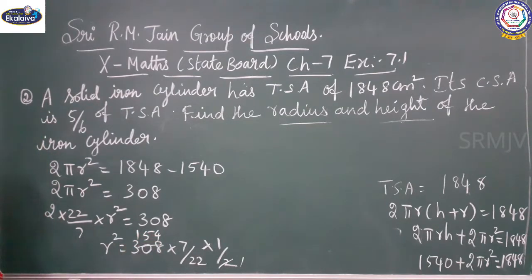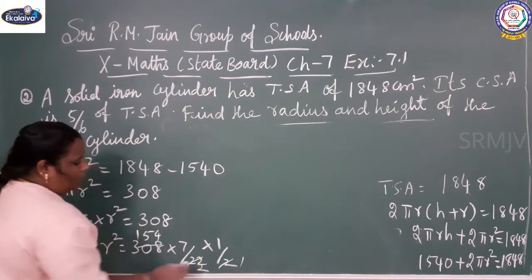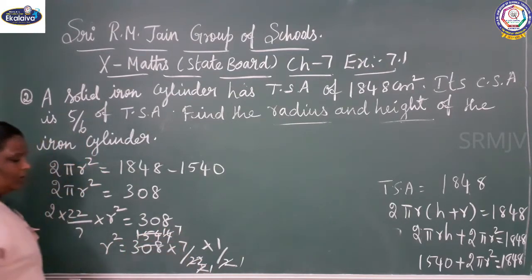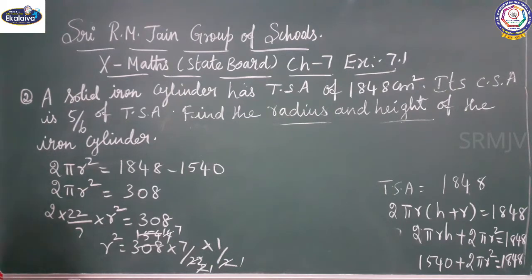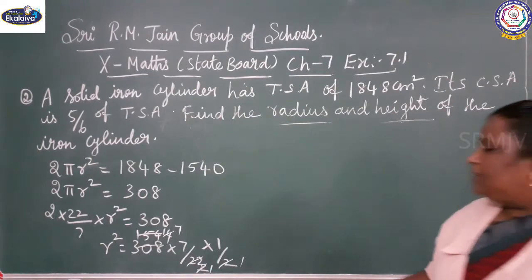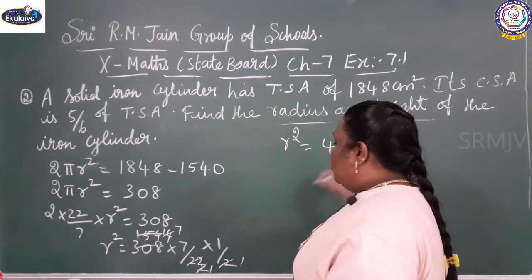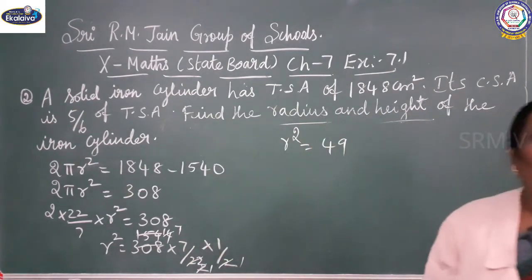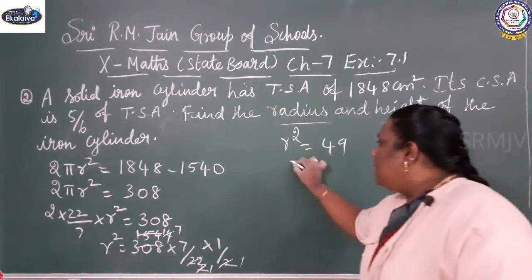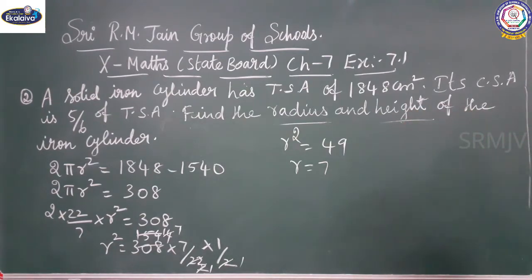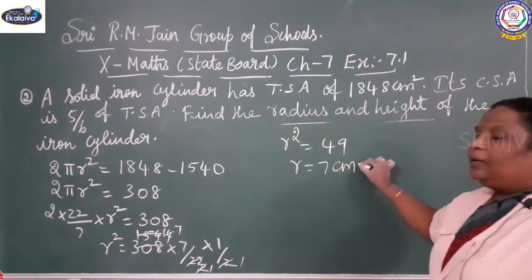See here, 2 twos are 4, 2 ones are 2, 7 sevens are 49. So what is the value of r square? r square equal to 49. r equal to 7 centimeter.